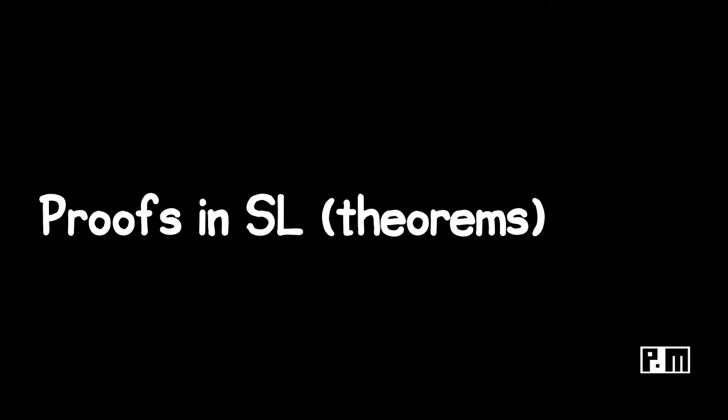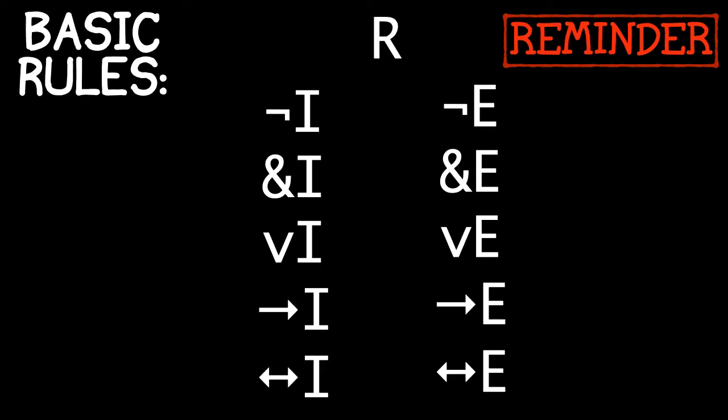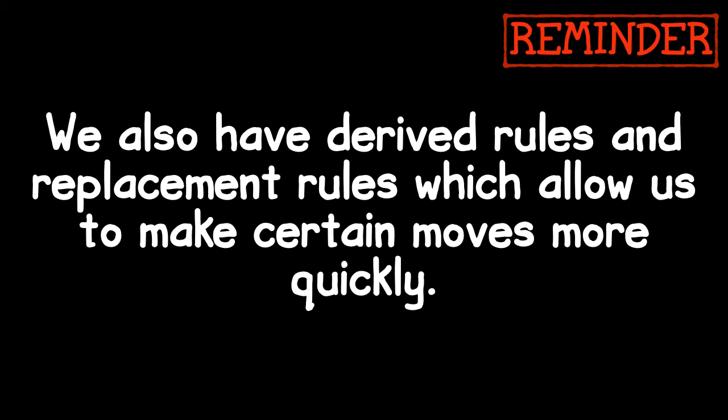This video introduces the idea of theorems and also discusses some strategy for constructing proofs. Recall that in a proof, every line that is not an assumption in the main proof, a premise, or an assumption in a subproof must be justified by one of the rules. And we have 11 basic rules, a reiteration rule, and an introduction and an elimination rule for each of the logical connectives. We also have derived rules and replacement rules, which allow us to make certain moves more quickly.